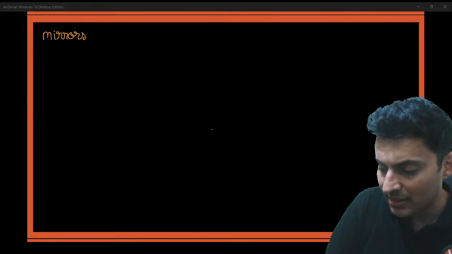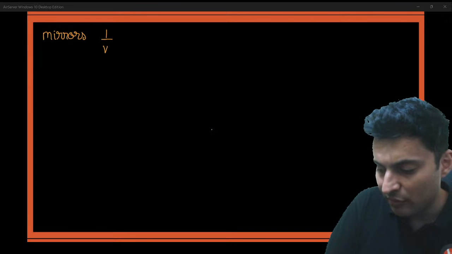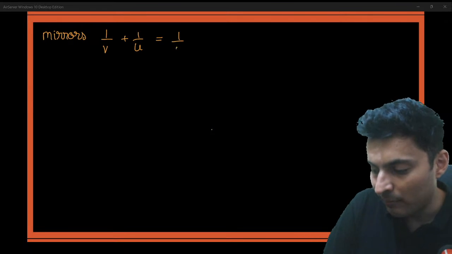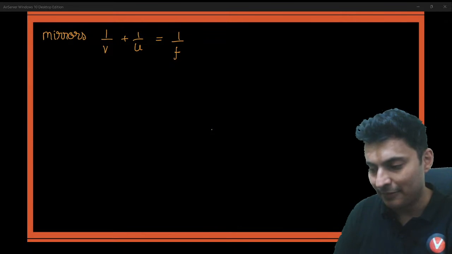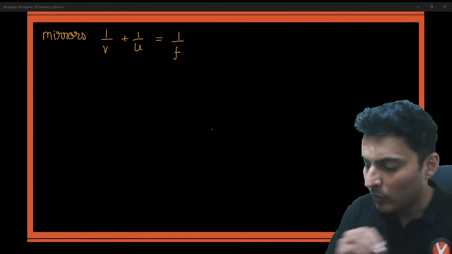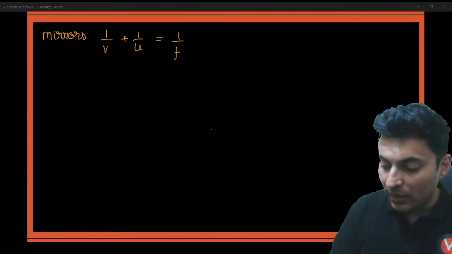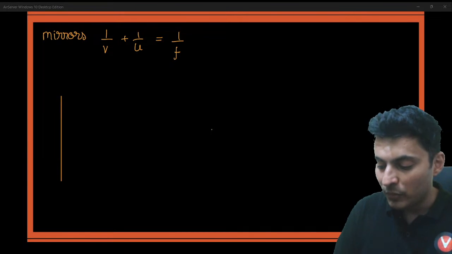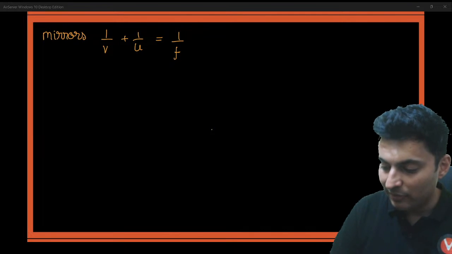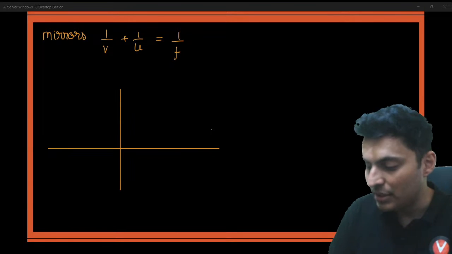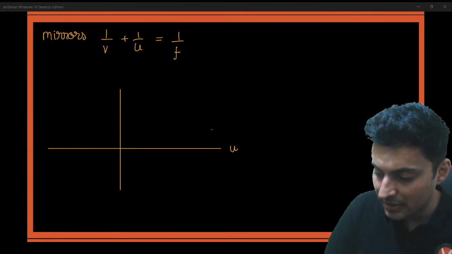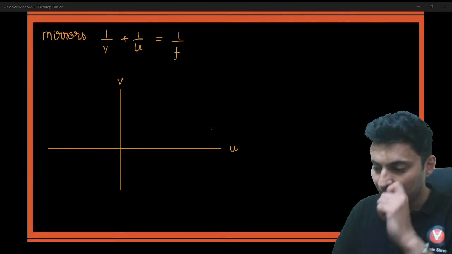And the formula for mirrors is 1 by V plus 1 by U is equal to 1 by F. Correct. Now, if I want to draw the graph of V versus U, what do I need to take care of? What are the different aspects I need to consider? This is object distance. This is image distance.